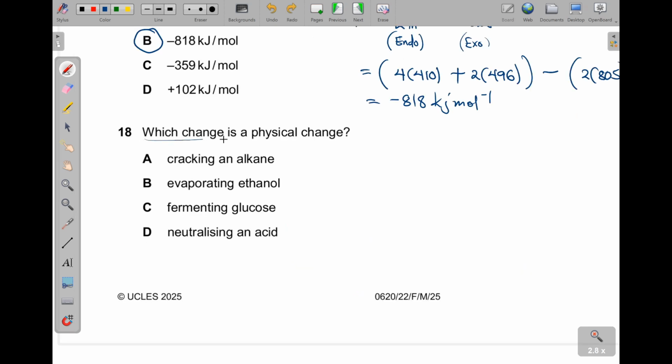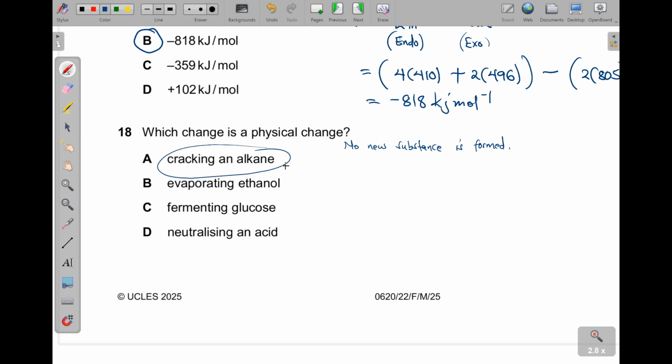Question 18. Which change is a physical change? Now, in a physical change, no new substance is formed. So in other words, it is a reversible reaction. What you form, you can easily reverse it when you change a few conditions.